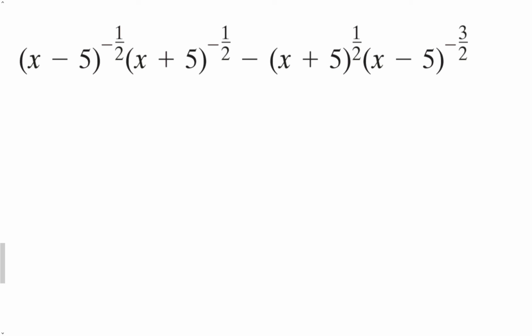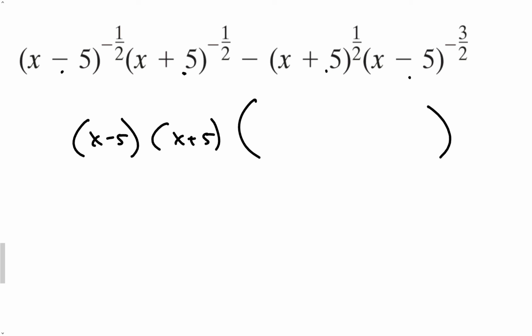This one has two different types of common factors. Both terms have an x minus 5. Both terms have an x plus 5. So let's factor out an x minus 5 and an x plus 5 from both of these expressions. But I can only factor out the smallest degree of each one. So x minus 5 has a negative 1/2 and a negative 3 over 2. I can factor out the smallest one. X plus 5 has a negative 1/2 and a positive 1/2. I can factor out the smallest one.